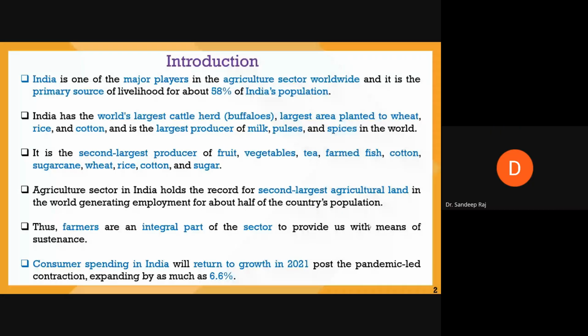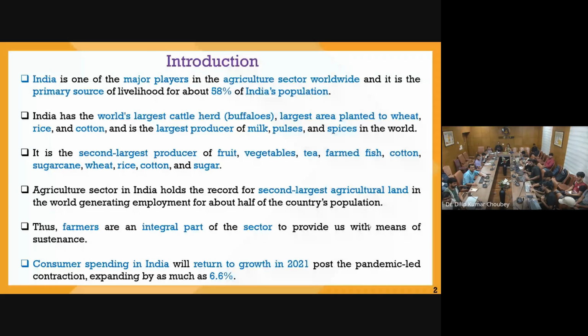Okay. Thank you. So the agriculture sector in India holds the record of the second largest agricultural land in the world, generating employment for about half of the country's population. So the farmers are an integral part of this to provide sustenance.